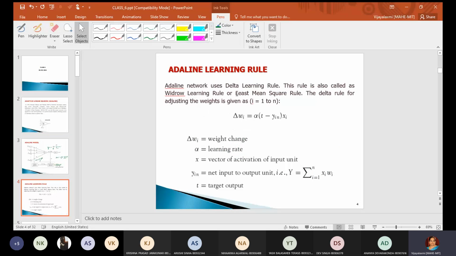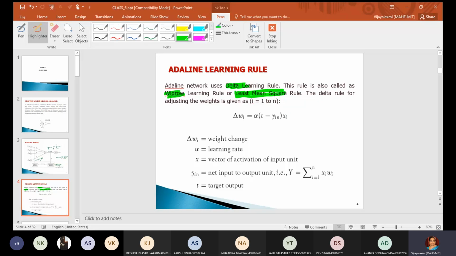For Adaline, the learning rule we call the delta learning rule. It is also known as the Widrow-Hoff learning rule, or the LMS rule, least mean square rule. It is the same. Delta learning rule, Widrow-Hoff learning rule, or LMS, least mean square rule, everything is the same. So it is based on least mean square. This rule adjusts the weights based on the expression alpha into (t minus y_in) into xi.